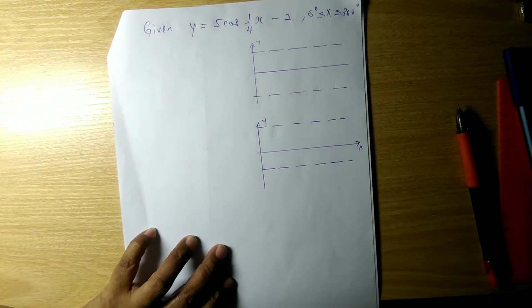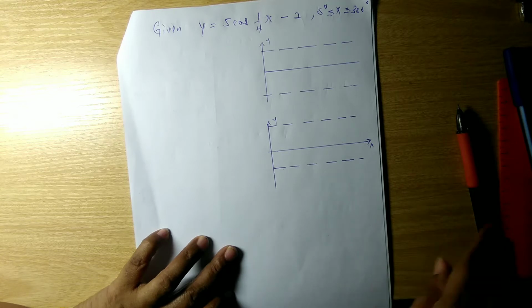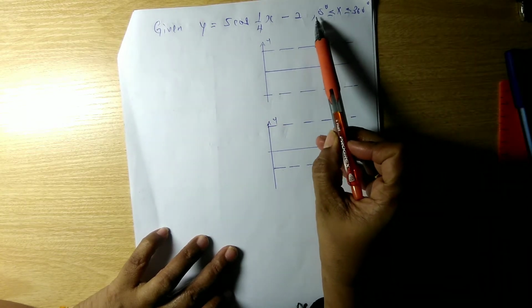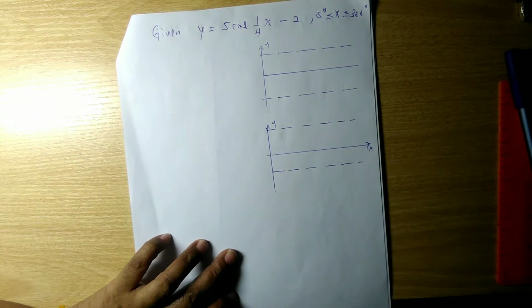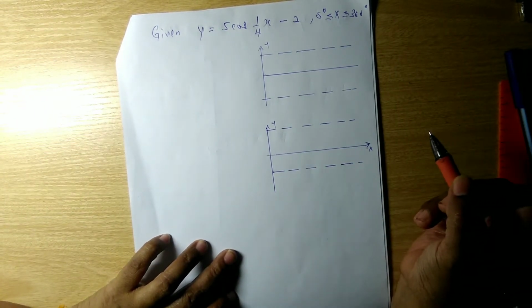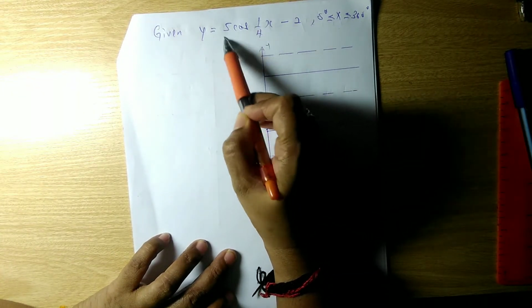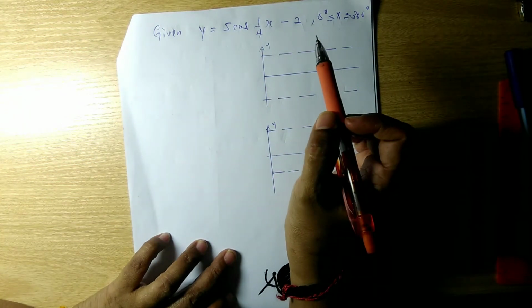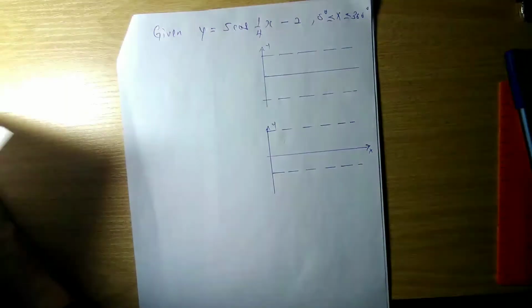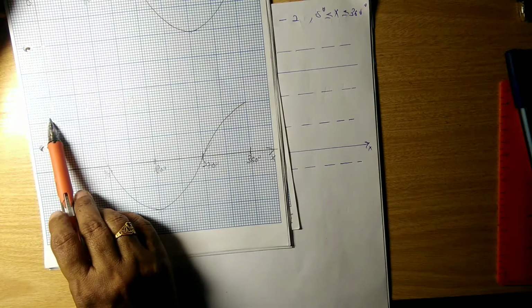So let's say you're given this example, y equals 5 cos 1 over 4x minus 2, and your x lies in this domain, between 0 degrees and 360 degrees. When you want to start off the graph, we will look at the function first. This is the graph of cos. It looks something like this. The amplitude should be 1.